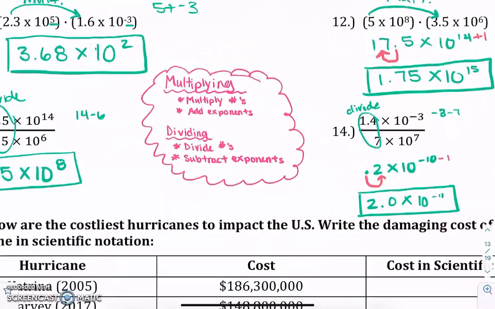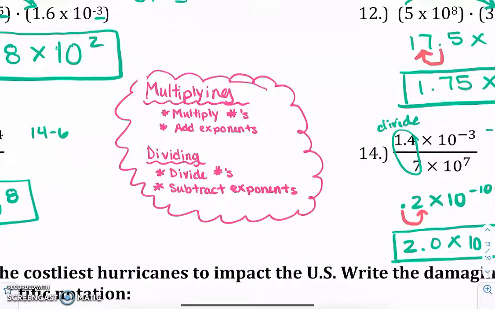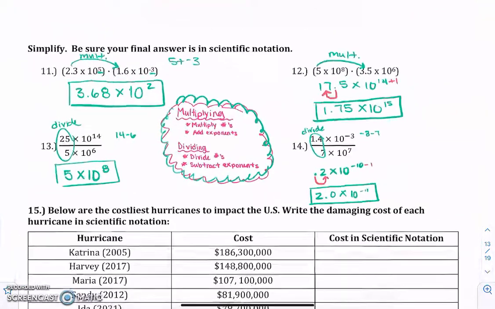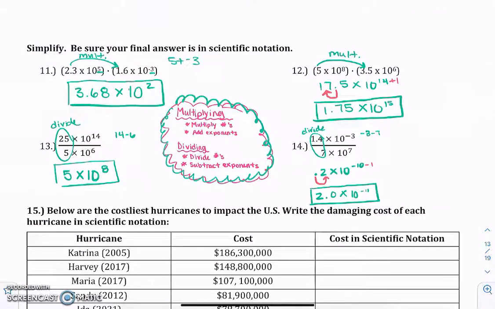So I might make a note of what to do when you're multiplying or dividing numbers in scientific notation. When you're multiplying, you do the multiplication with the numbers. You add the exponents. When you're dividing, you divide the regular numbers, subtract the exponents. You just have to make sure you're paying attention when you get your final answer if the number is in between 1 and 10, because you may have to move the decimal and then address the exponent you originally had.